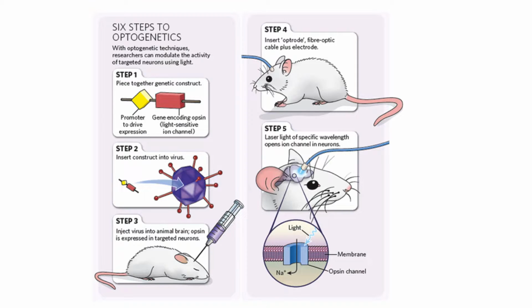You have to be super precise here about what brain area you want to inject this in. And then in step 4, you insert the optrode, or a fiber optic cable plus the electrode. And in step 5, you can turn it on or off, and this will open up these channels to start action potentials in the cell.